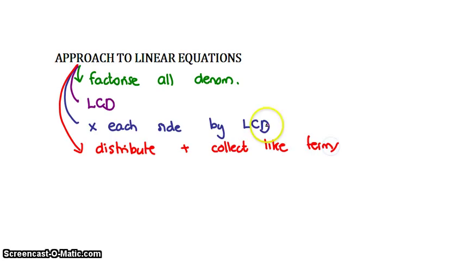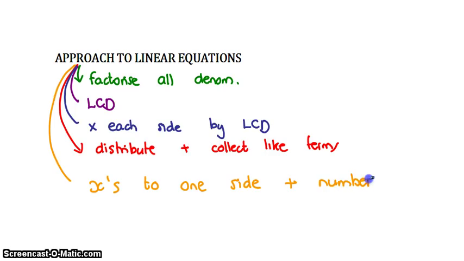And then comes the most important thing to remember with the approach to linear equations. For linear equations, you get your x's to one side and your numbers to the other, always. It's very different in other equations, so it's very important to remember x's to one side and numbers to the other side. And then you can isolate x. That's my general approach to linear equations.